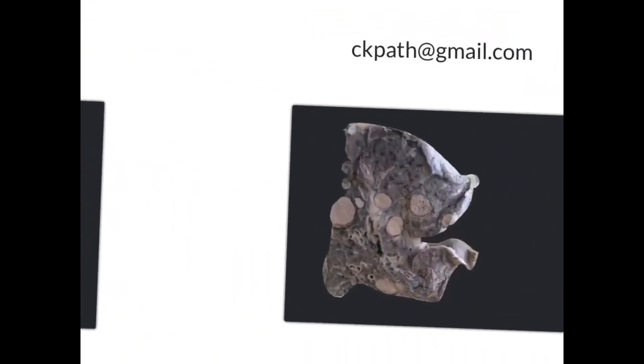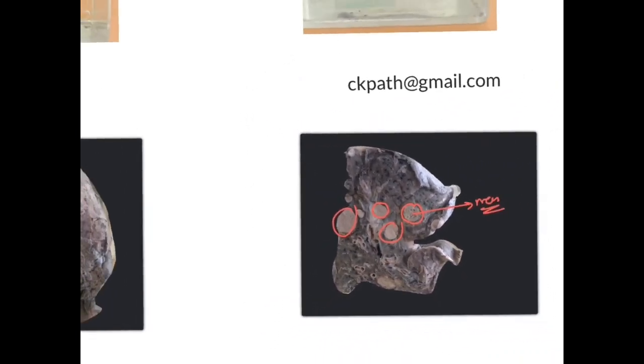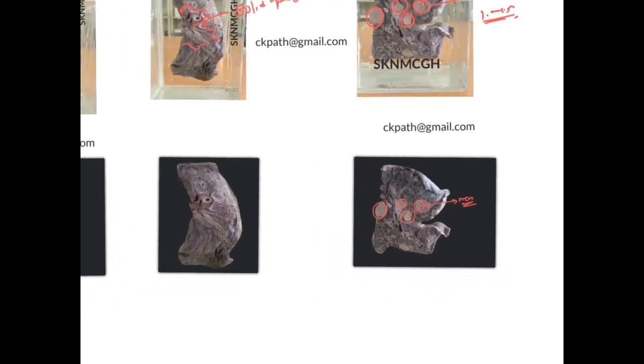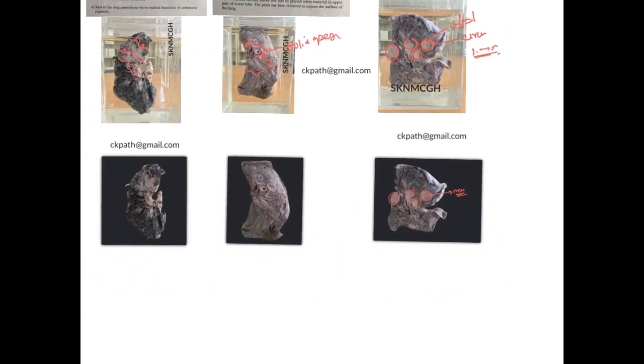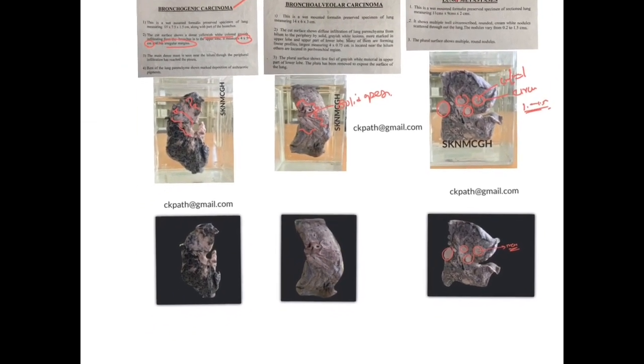Whereas in the case of the metastasis, you can clearly see multiple lesions of variable size. In this case you can even see necrosis in this lesion, which is not appreciated very well, but when you look at the original specimen you can easily understand. So these are the three specimens from the neoplastic lesions: bronchoalveolar carcinoma, bronchogenic carcinoma and lung metastasis.